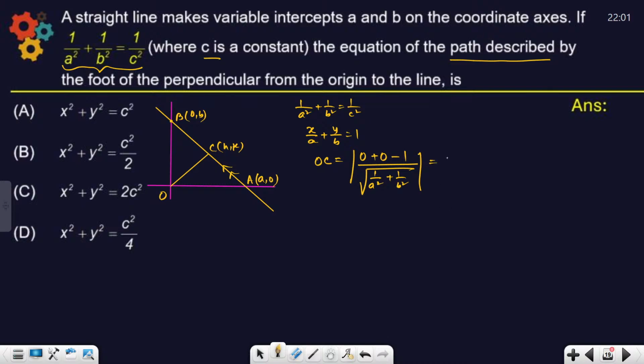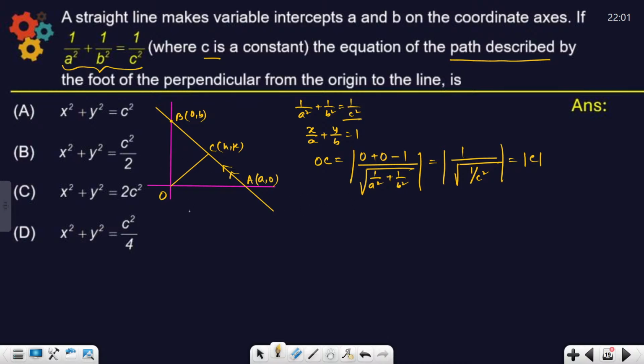Which gives us actually 1 over root over of 1 by a square plus 1 by b square is 1 by c square. So it is basically coming to modulus of c. It is coming to modulus of c. Okay? Is it clear to all?